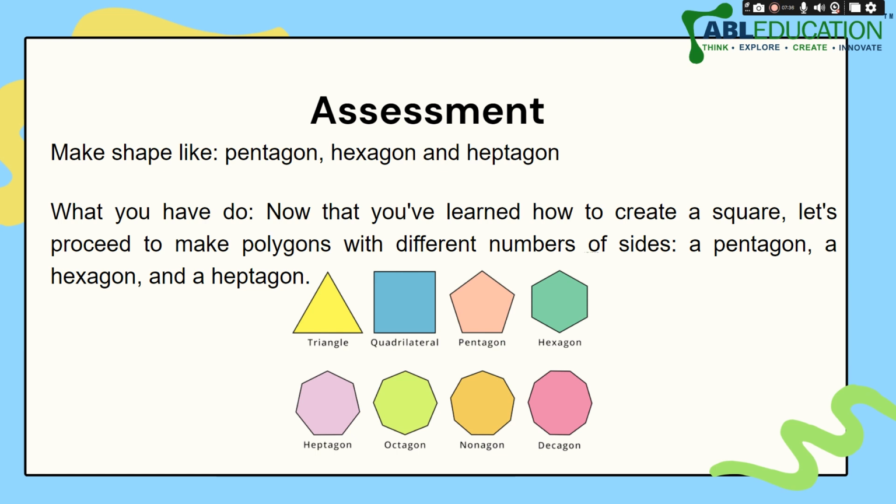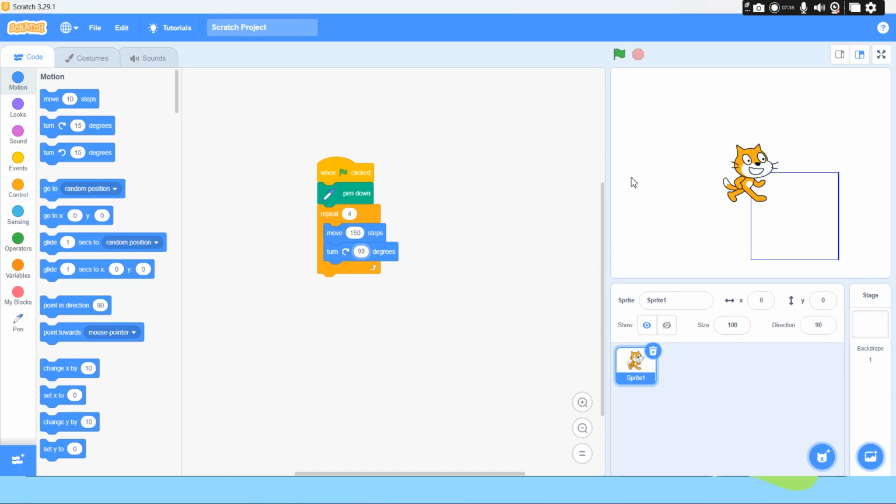Okay, so let us do another assessment. I want to draw a polygon, suppose a 10-sided polygon. So how many times does Billu have to repeat these steps? 10 times, obviously, because it is a 10-sided polygon. So I write 10 here.